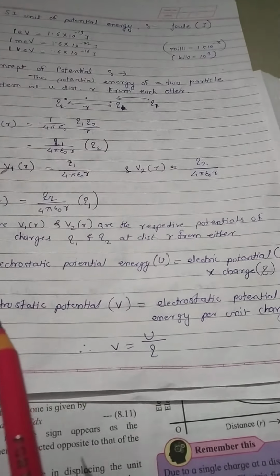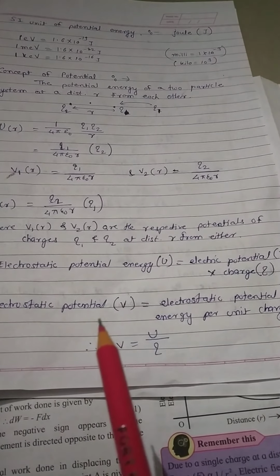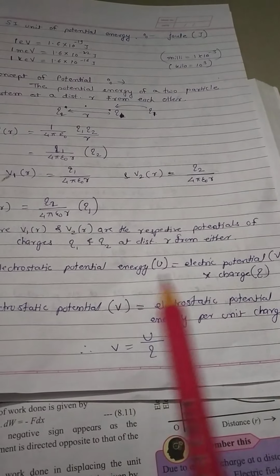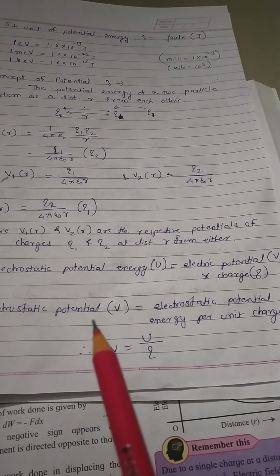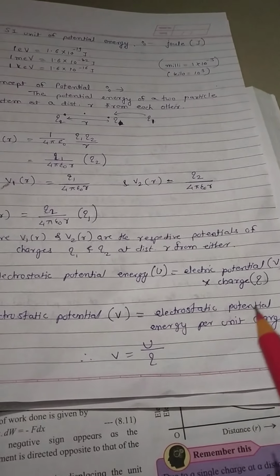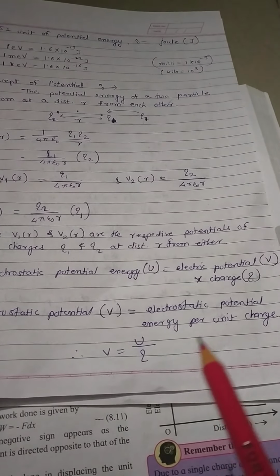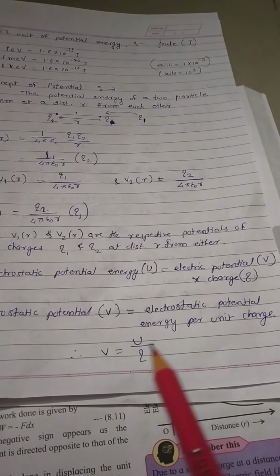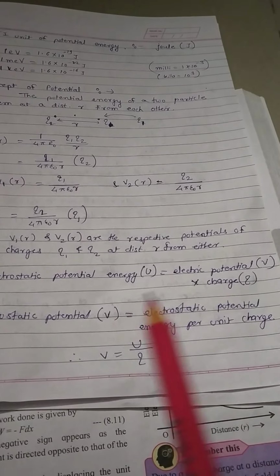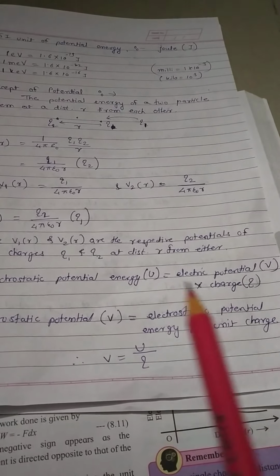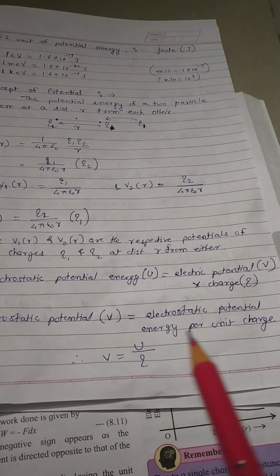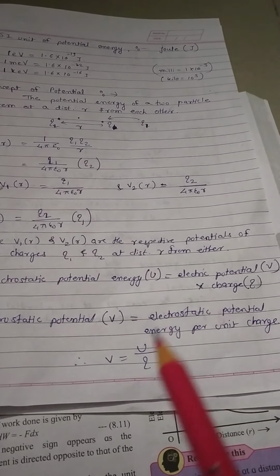So, rearranging this formula for electric potential, the electric potential V is equal to the electrostatic potential energy per unit charge. Correct? Rearranging this equation, electric potential V is equal to U upon charge, which means electric potential energy per unit charge. Clear?